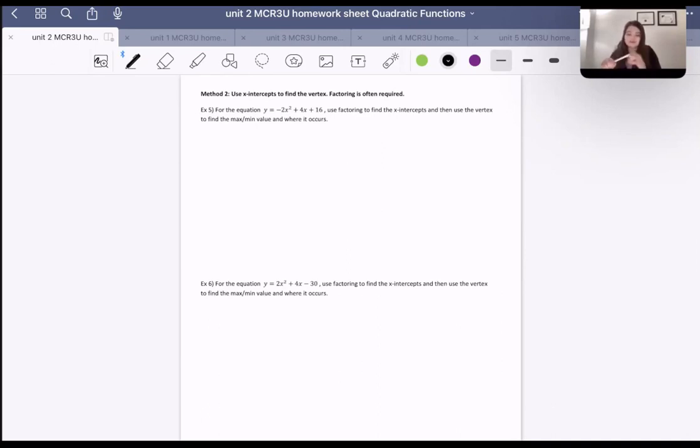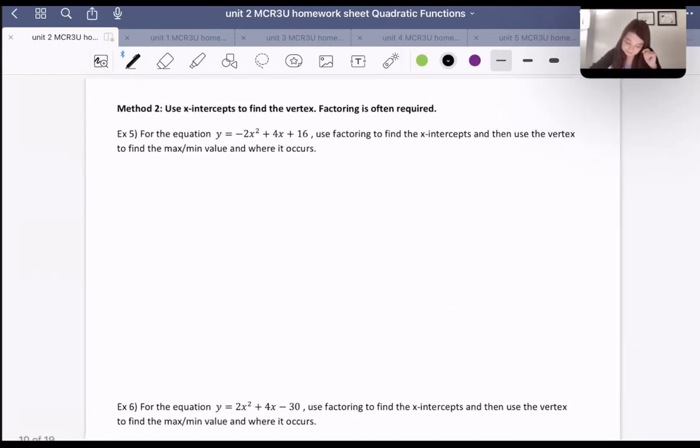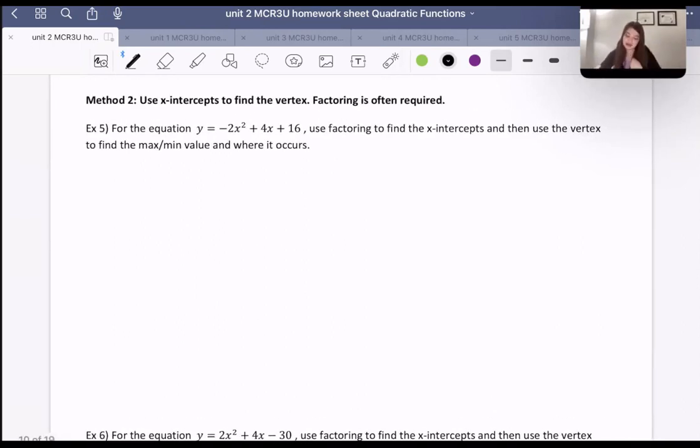Okay, so here it asks for the equation negative 2x squared plus 4x plus 16, use factoring to find the x-intercepts and use the vertex to find the minimum or maximum value and where it occurs. So in this case, we can actually find the zeros, right?